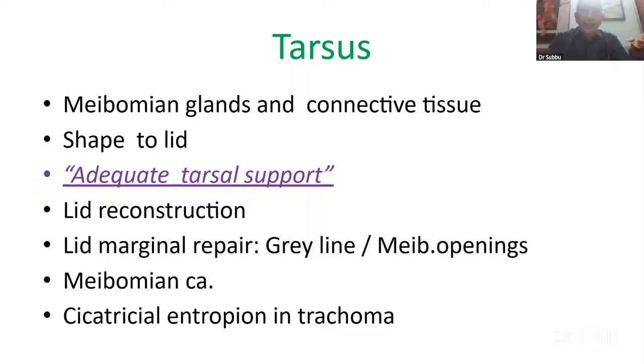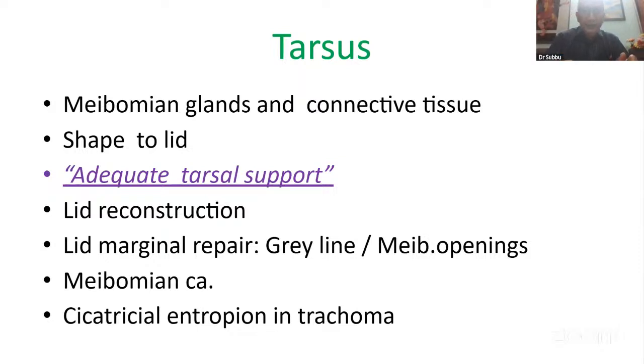Tarsus is composed of meibomian glands and connective tissue, and it provides the shape to the lid. That's why whenever we are doing lid reconstruction, the most important thing we would like to emphasize is that it should have adequate tarsal support. What is adequate tarsal support in lid reconstruction? The minimum amount of tarsus that is supposed to be present to provide adequate tarsal support is 4 millimeters in height and half the length of the eyelid.